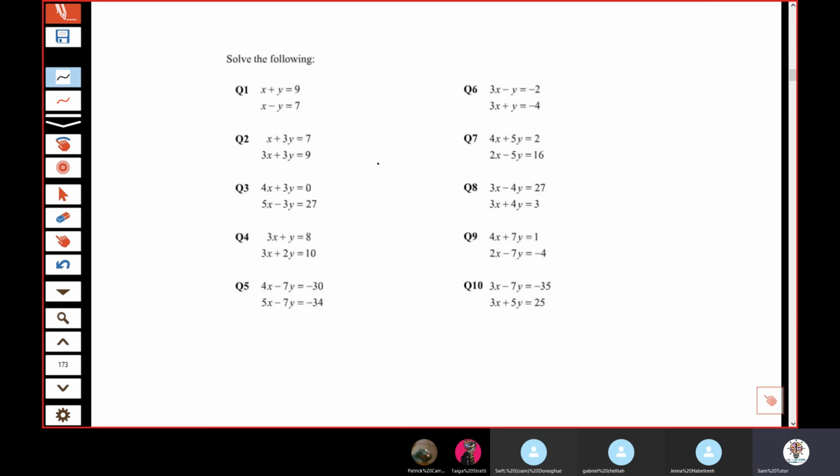You're going to eliminate one of the letters. That's the only way you can solve. Which one do you want to eliminate? They're both the same, so which one do you want to eliminate? X or Y? X first? Okay. So how do I get rid of X? Well, if they are the same sign, we're going to subtract. So they're the same sign, so we're just going to subtract.